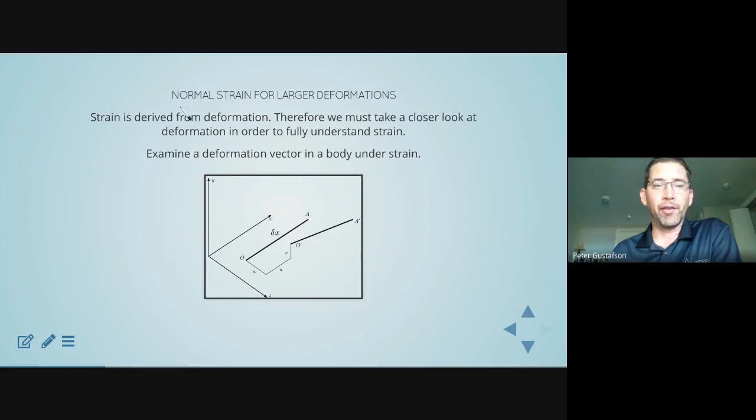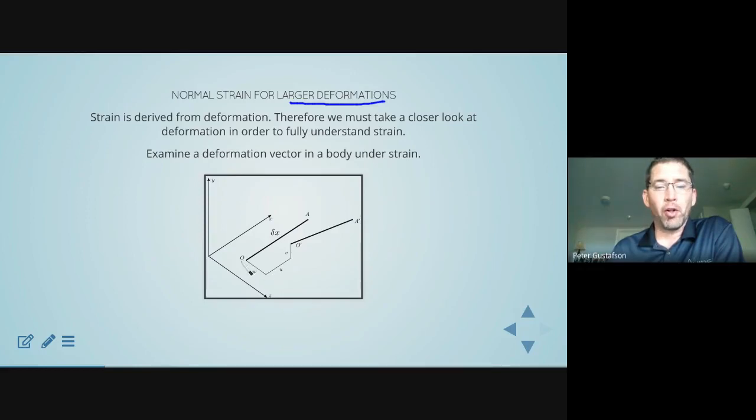Now, I'm going to look at, in the next few slides, our definition of normal strain, and this is for larger deformations. This isn't for the largest deformations, it's for larger, so not small deformations. As I mentioned, strain is derived from deformation, so we need to look at deformation. We can take a point in a body. As it is loaded, it is stretched. It's strained, in fact. It changes.